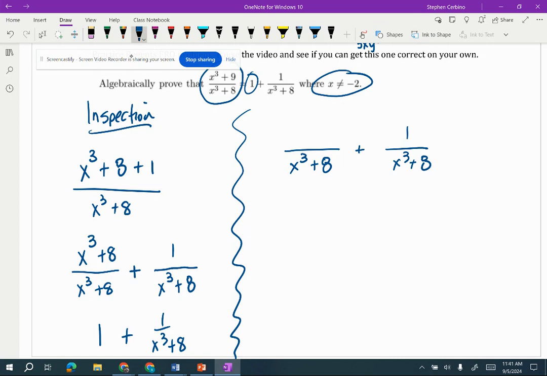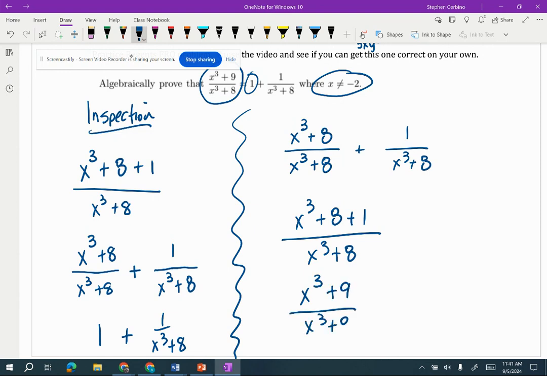So if I want to make this 1, I need to put the same expression divided by the same expression. Well, then if I combine my like terms here, because these have a common denominator, I would get x cubed plus 8 plus 1 all over x cubed plus 8. And then I can see that that becomes x cubed plus 9 over x cubed plus 8, because I can add together 8 and 1. And that's the same as x cubed plus 9 over x cubed plus 8. So we are done. We've algebraically proven that this is an identity.